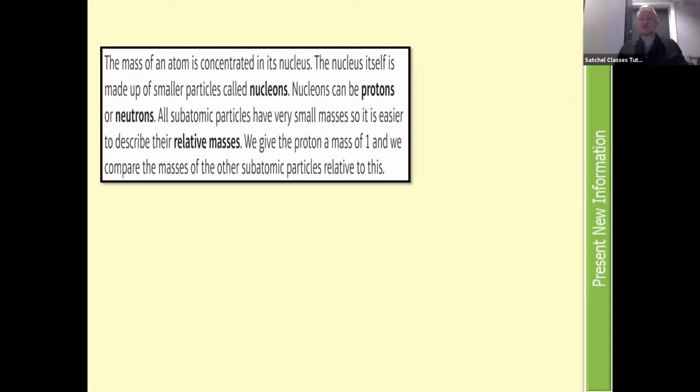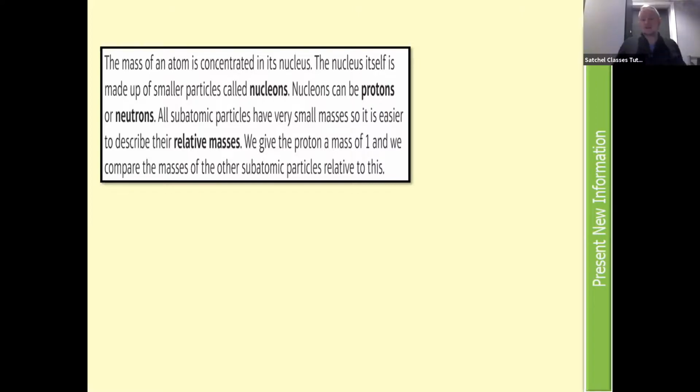First off, the mass of an atom is concentrated in its nucleus. The nucleus itself is made up of smaller particles, and these particles are called nucleons. It's a collective name for anything that's found in the nucleus. So nucleons can be a proton or a neutron. Collectively, they're both in the nucleus, they are a nucleon.